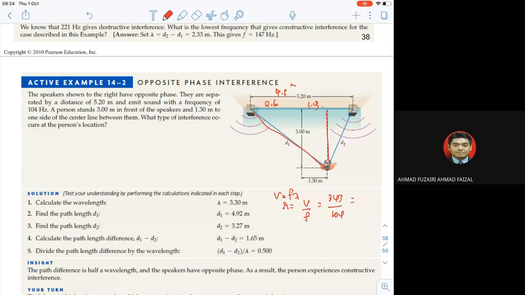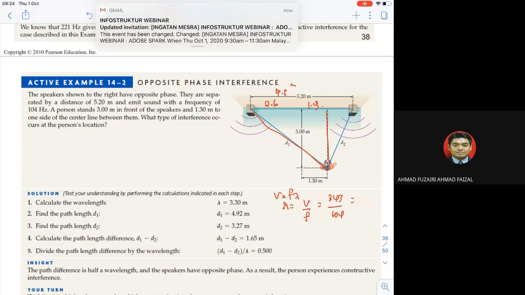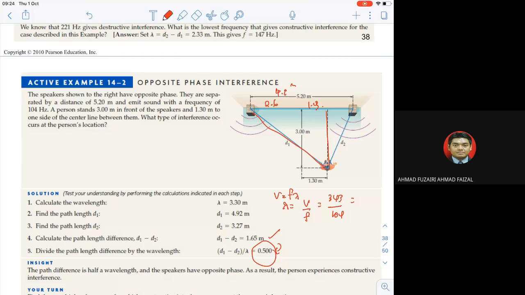And the same goes for D2. So you subtract, you get 1.65. 1.65 divided by lambda, so you get 0.5. While looking at the equation, the value is 0.5. You know the interference that occurs here should be destructive. Why? Because this is a 0.5. Very easy, eh? Very easy. So if you get an integer number, that will give you constructive.